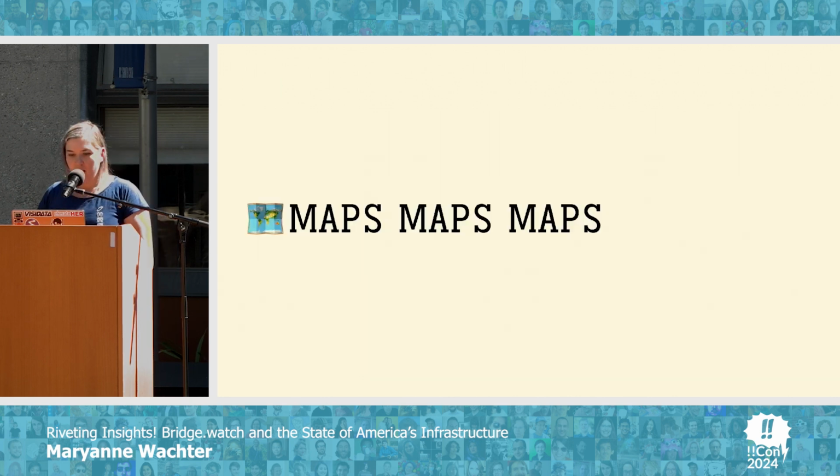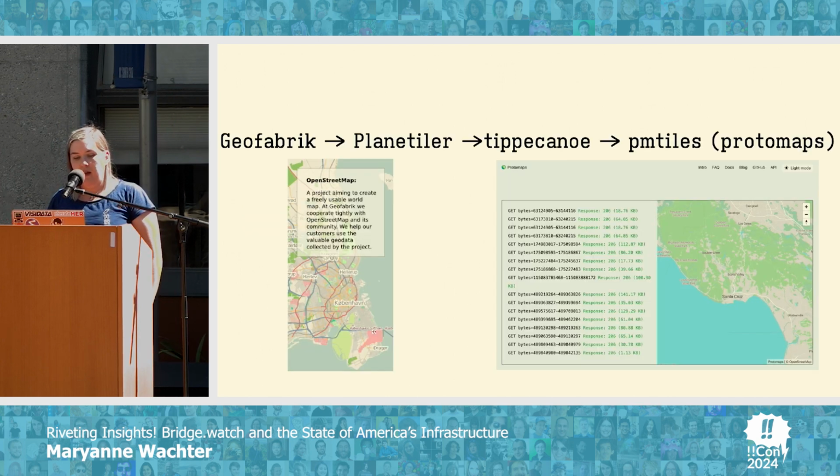Yep. So in terms of the mapping part of this, outside of D3, I did not want to pay for Mapbox or Google Maps or have to set up my own tile server. So I figured out this pipeline going from Geofabrik, where you can download OpenStreetMap data, and then create really nice vector tiles using Planetiler. And then with Tippecanoe, I added the bridge data set to the tiles. And then I used Protomaps and the PMTiles format.